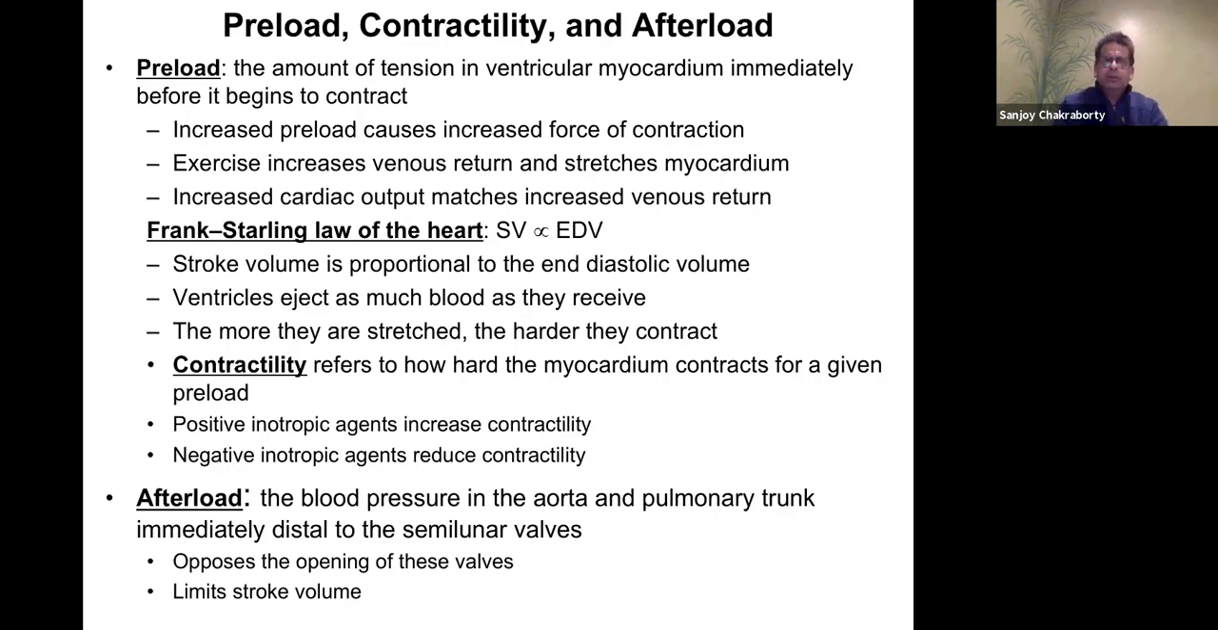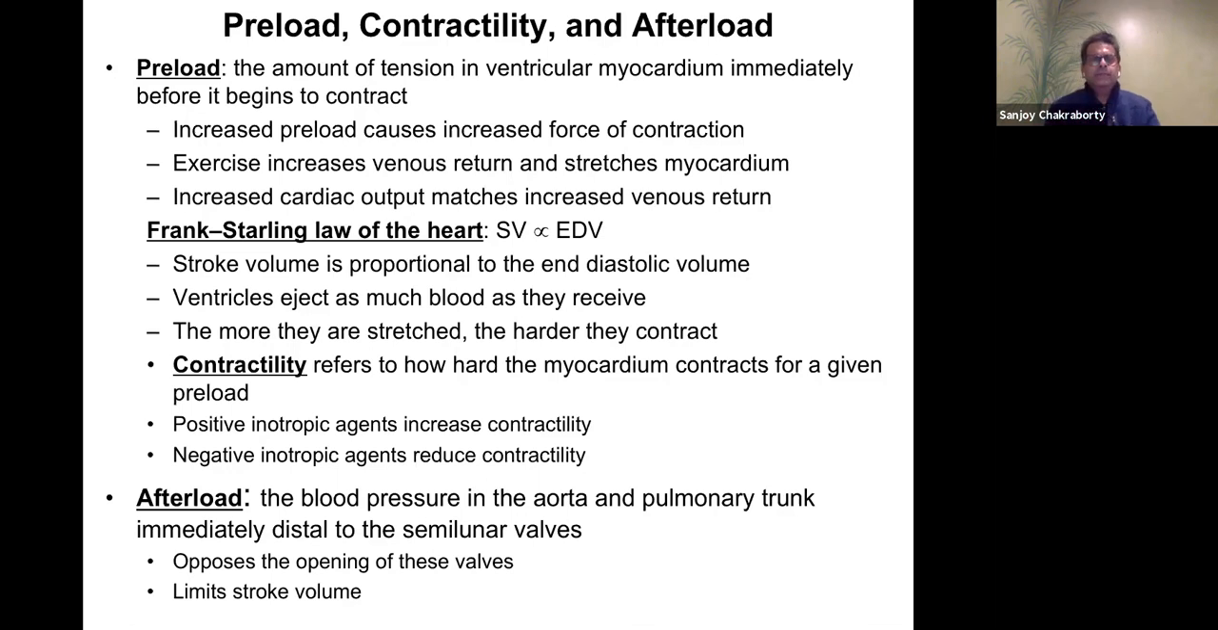Same thing with preload. In the ventricular myocardium, if more blood came in, they stretch more and snap back with more force. That's called preload. So when there is a higher preload, higher output will be there. But there is a limitation. You cannot just keep stretching an elastic band, because after some time it will not come back. The same thing is applicable here. So there is a limitation of the preload.